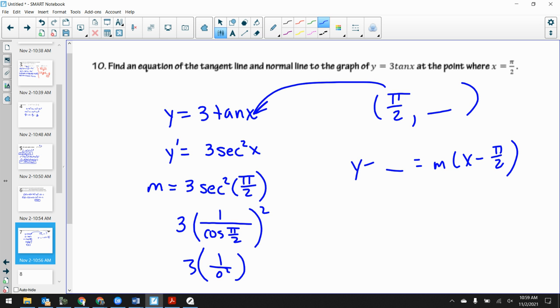How would I find the normal line? What is the normal line? That's the tangent line. What is the normal line? Opposite reciprocal slope. It's the line perpendicular to the tangent line. So if I had some function and I found the tangent line, the normal line is perpendicular to it. Whatever the slope comes out to be, I take the perpendicular slope at that same point and use that.